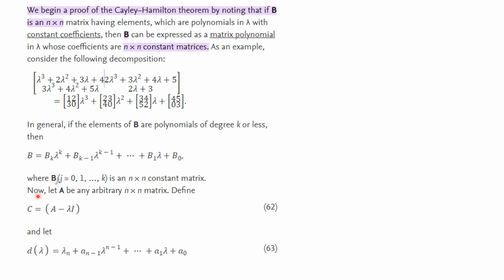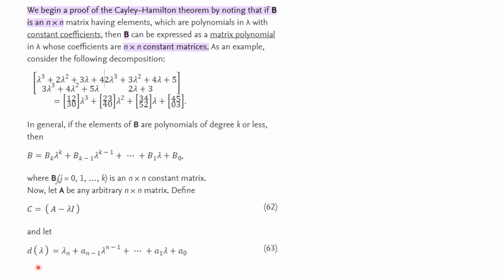Okay, now we proceed with our proof, and we're going to use this technique. So we're going to let A be an arbitrary n by n matrix, and we're going to modify A by subtracting lambda I, and we're going to call it C. So C is equal to A minus lambda I.